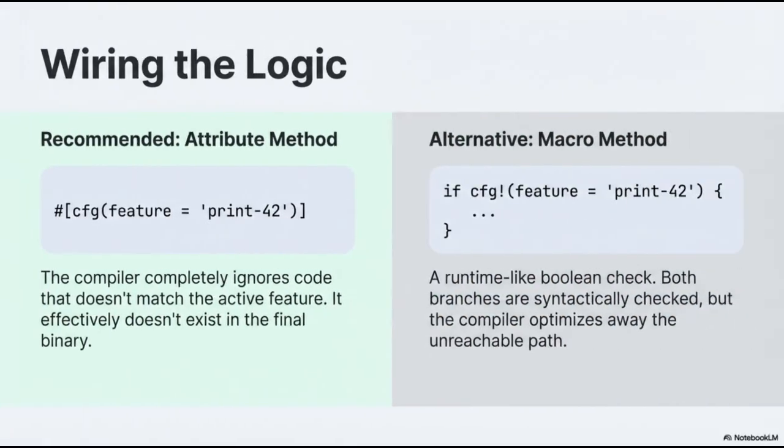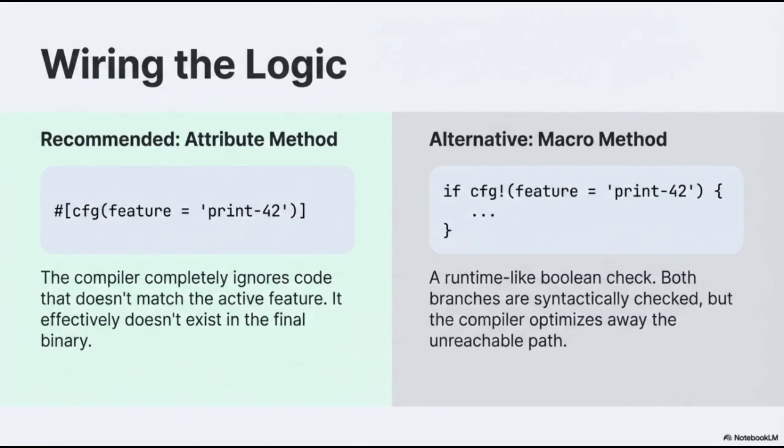When wiring the logic for conditional compilation in Rust, we have two primary approaches, the attribute method and the macro method. The recommended approach is using the attribute method, shown on the left. By applying the cfg attribute directly to an item, the compiler completely ignores any code that does not match the active feature. This ensures the excluded code effectively does not exist in the final binary, keeping it lean and focused.